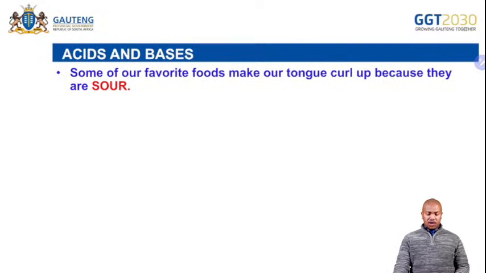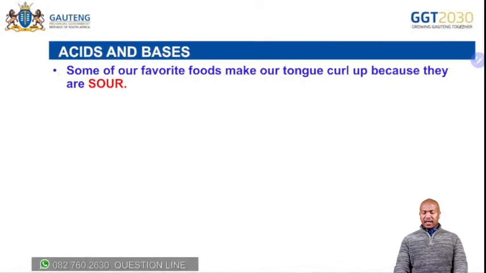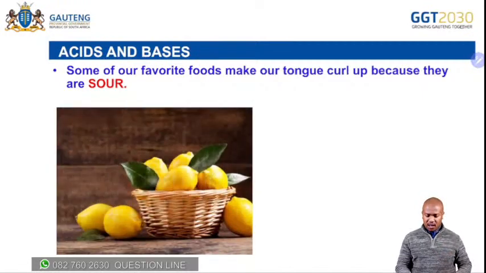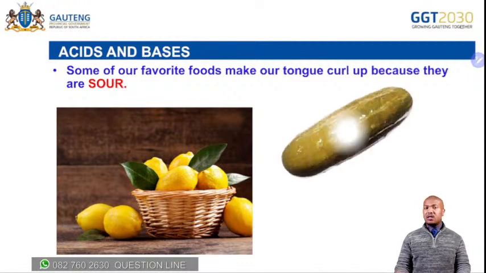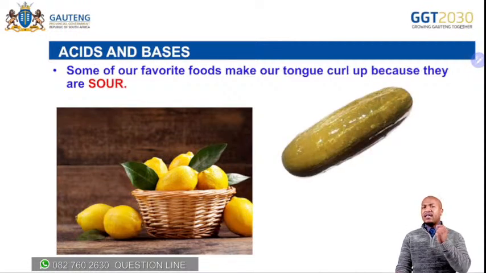Moving on. Some of our foods make our tongue curl up because they are sour. From this statement and the following statement, I want you to ask yourself why they are sour, or why they are bitter if they are bitter. Some of our favorite foods make our tongue curl up, like lemons. This is because lemons are sour. Not only lemons, we also have pickles, which are also sour in taste.